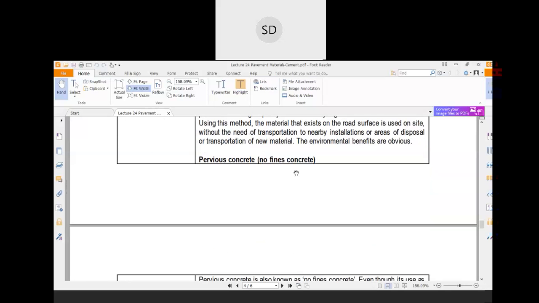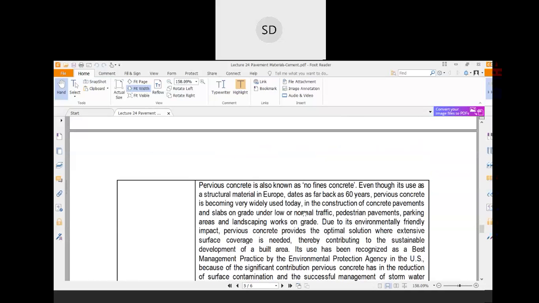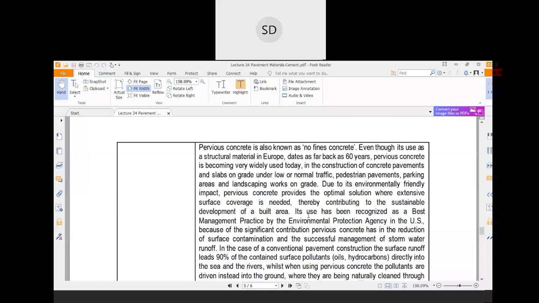Now, another type of concrete is called pervious concrete. Pervious concrete is a type of concrete where water can easily pass through or penetrate it. Generally, these pervious concretes are used in parking areas or in the footpath area. Pervious concrete is also known as no fines concrete. That is, no finer materials are added. Even though it is used as a structural material in Europe, there is some history behind this. You just go through it.